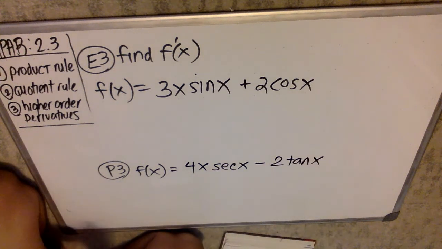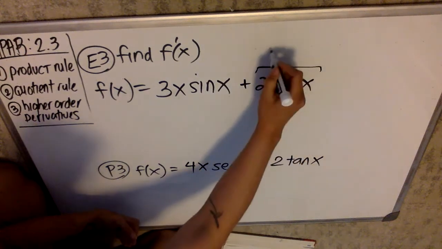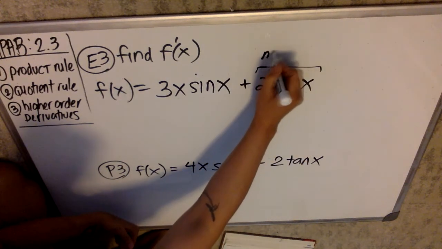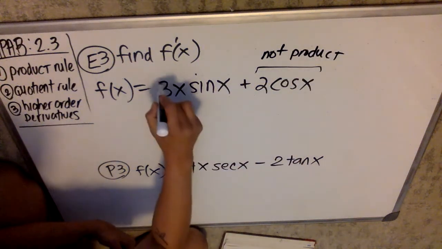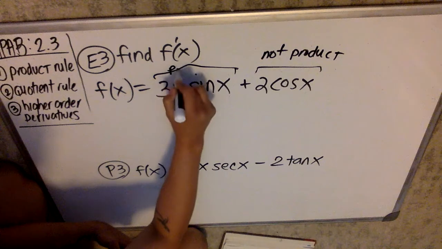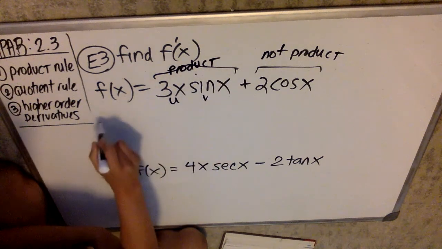Great, sure, okay. So let's walk through E3. The trick here is that this guy is not a product. But this guy is a product. So what's going to happen here is I'm going to have to do the product rule for this chunk.